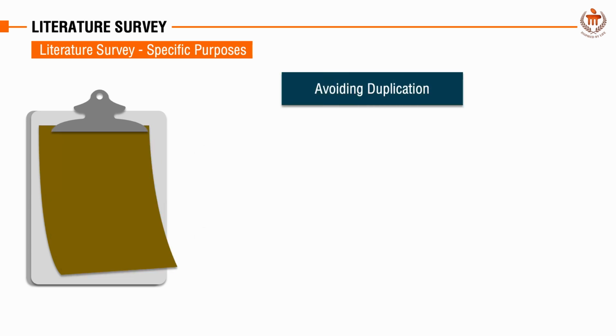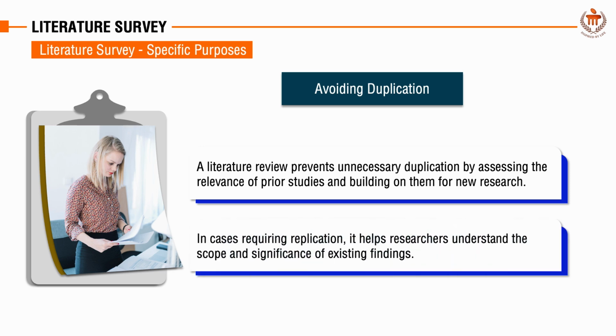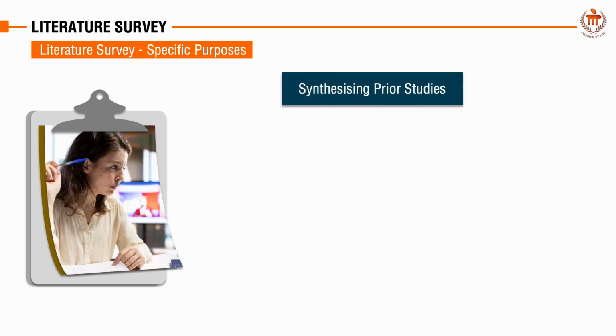The second purpose of literature review is avoiding duplication. A literature review helps researchers avoid unnecessary duplication of prior work. By analyzing and interpreting previous studies, they can assess their relevance to the current research and use them as a foundation for new investigations. In some cases, replicating earlier studies is essential, such as when validating previous findings. In these instances, a thorough review enables researchers to understand the scope and nature of existing studies related to their topic.